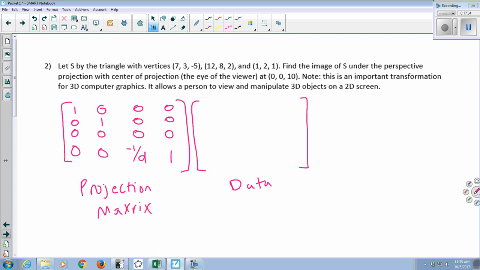All right, so my data matrix, 7, 3, negative 5 is one of my points in 3D world, and I want to project it onto a 2D screen. We also use homogeneous coordinates for this, so you have to throw 1s onto the bottom of everything. Then I have 12, 8, 2, 1, and 1, 2, 1, 1. And in my projection matrix, my center of projection is at 10. So instead of negative 1 over d, it's negative 1 over 10.